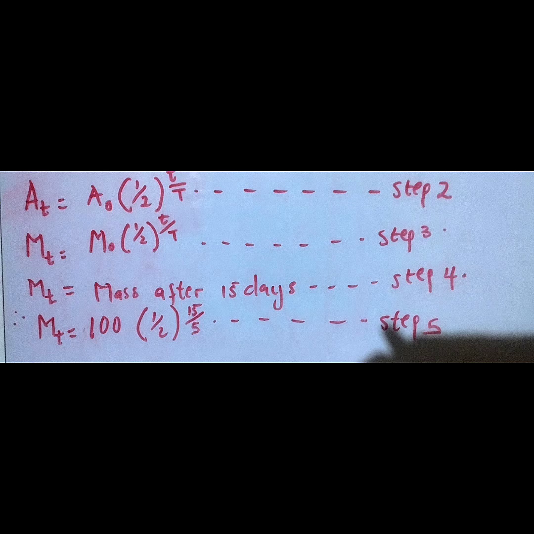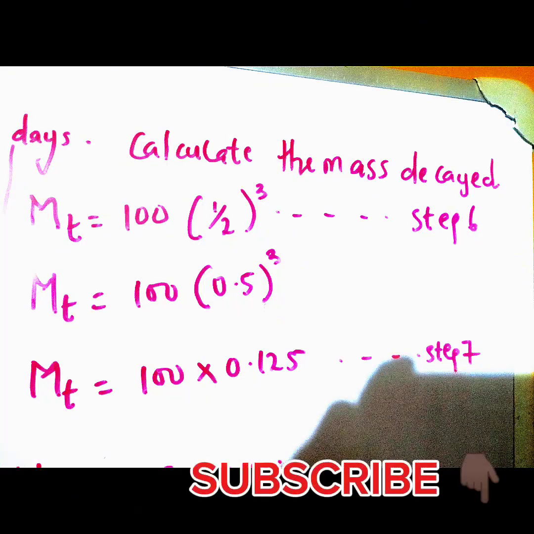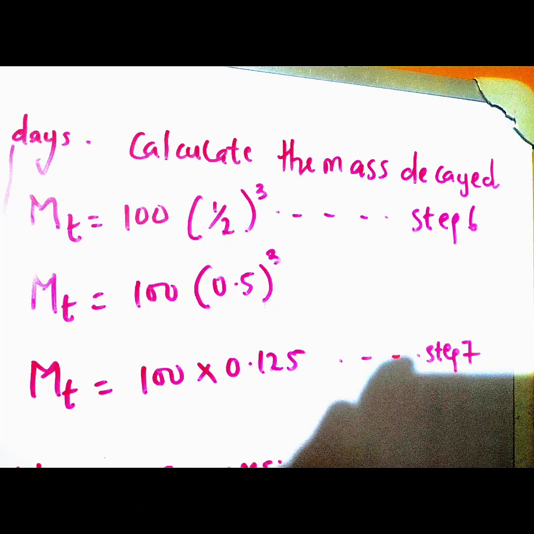Now moving to step 6, if we divide 15 by 5 in step 5, it's going to give us 3. So half raised to the power of 3. In step 6, if we look at the next step, we have the mass of T is equal to 100 times 0.5. How do you arrive at this 0.5? 0.5 is the decimal fraction of 1/2. If you press 1/2 on your calculator, some scientific calculators will give you back 1/2, some will give you 0.5. So to make things easy, we use 0.5 raised to the power of 3.